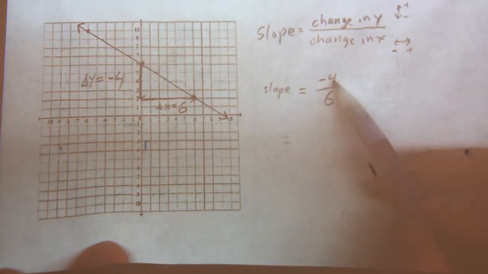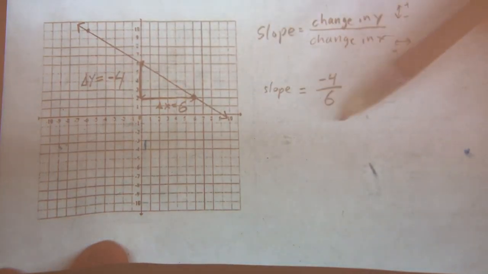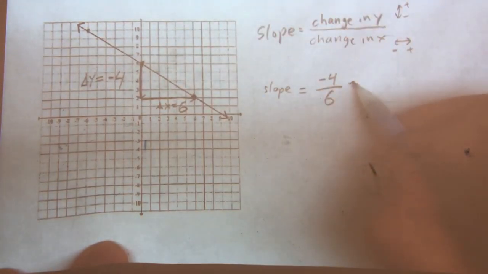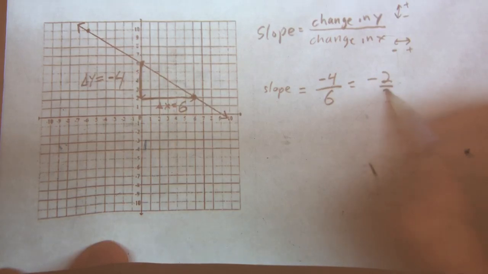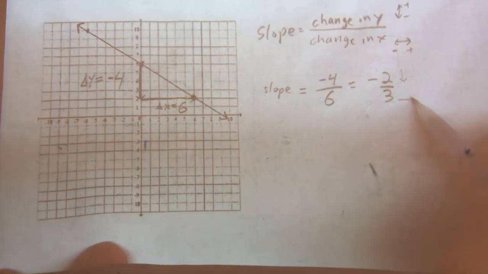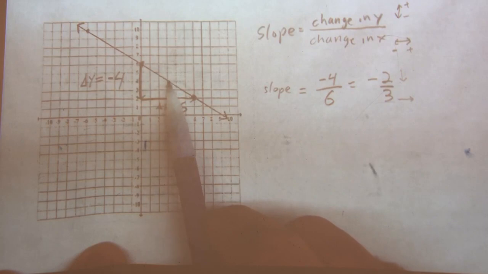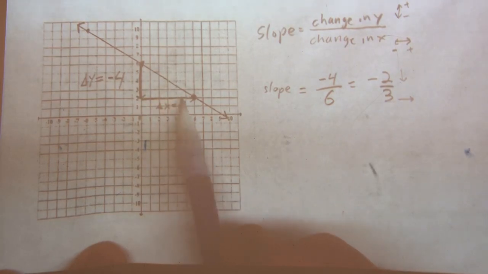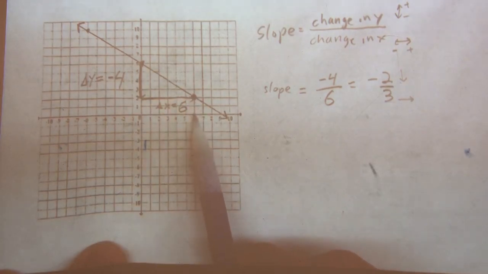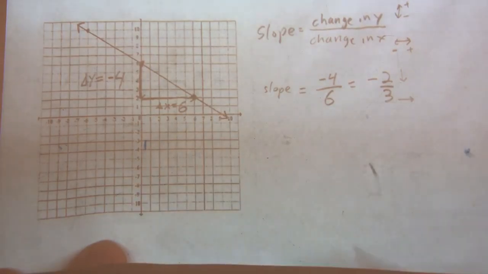So notice, like I said before, if you're going down from left to right, you should get a negative result for your slope, and we did. We should always reduce, so we'll reduce this to negative 2/3. So that means this line moves down 2 units from left to right, down 2 as it moves 3 to the right. And we can see that's true. Down 2, right 3, we land on the line. So this shows that the line keeps moving in a constant way.